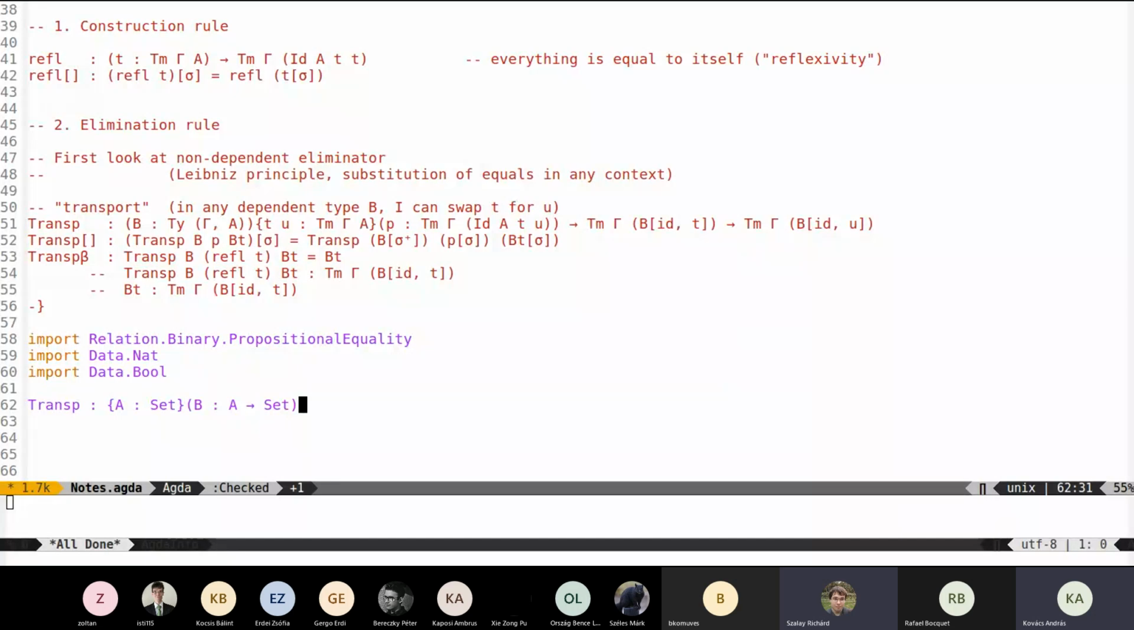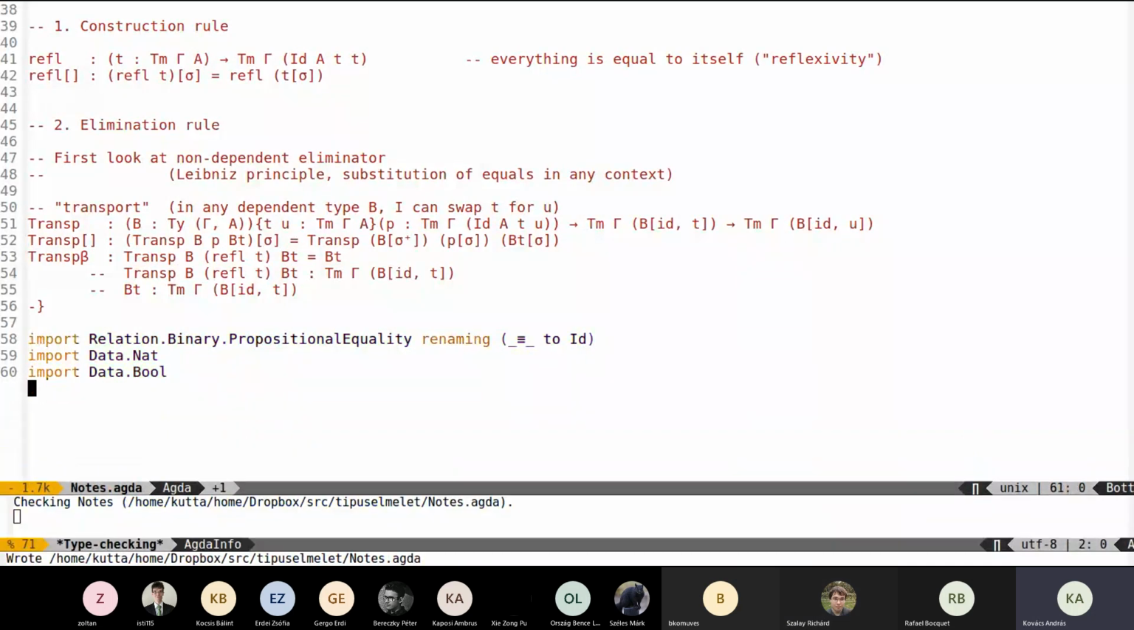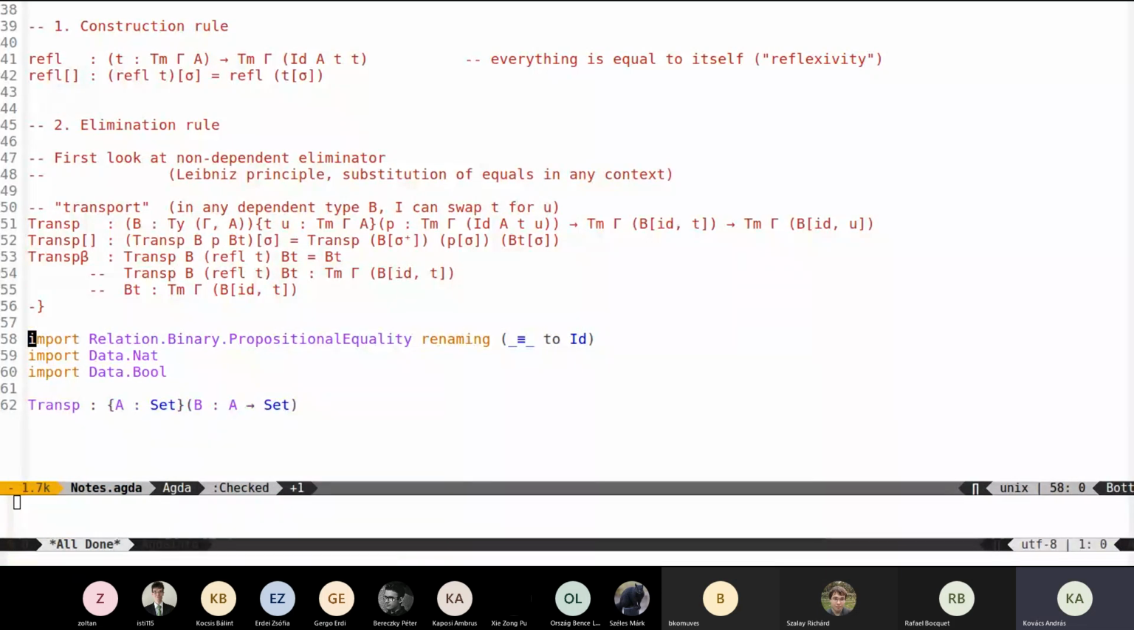Sorry, just one moment. What's the propositional equality import? Is that the id? So yeah, it's the id, but let's also make it a bit nicer. So I say that I'm renaming this to a... what's the problem here? Now it's good. Yeah, so it's defined slightly differently in the library, but I just renamed it to it. So it's going to have the same name as before.